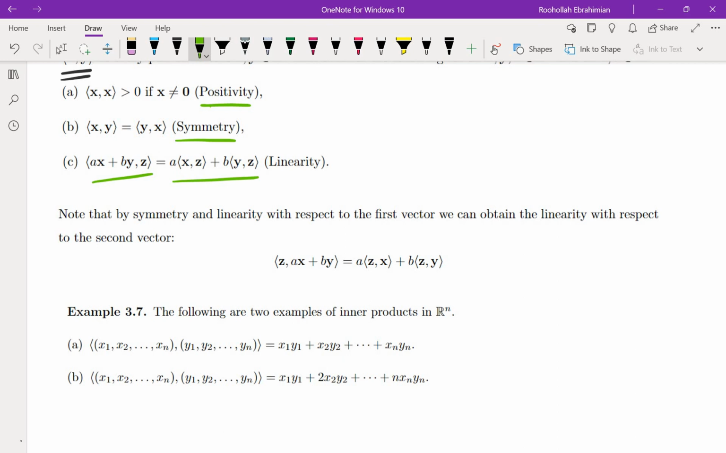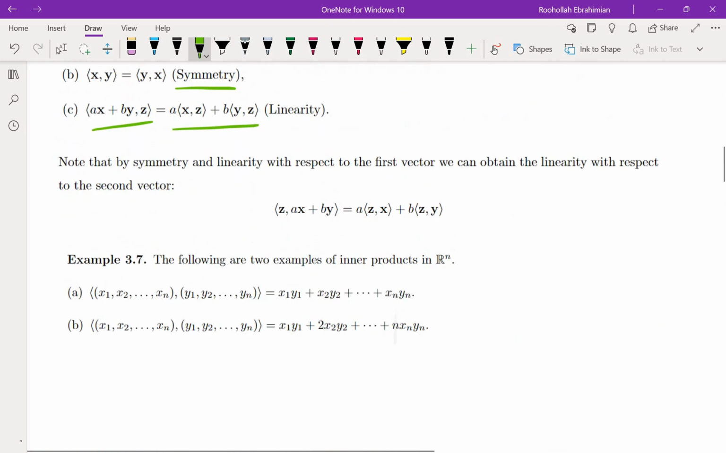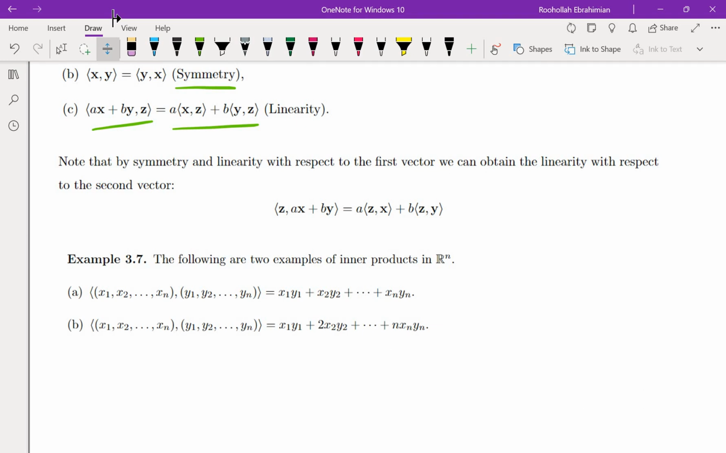I will go over these three properties momentarily. Note that from the symmetry and linearity with respect to the first vector, we can get the linearity with respect to the second vector. So let me explain that. We know that we have linearity with respect to the first vector, so we can also get linearity with respect to the second vector using the fact that it is symmetric.